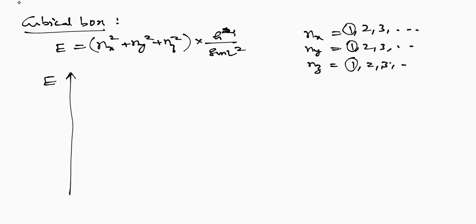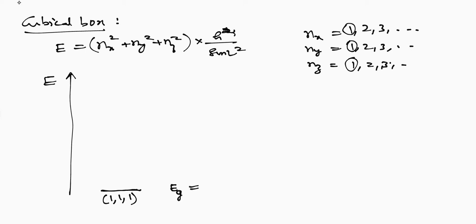If I take nx as 1, ny as 1 and nz as 1, we'll get the ground state energy. So nx is 1, ny is 1 and nz is 1, and we'll get an energy level. For this energy level, I'll call this energy the ground state energy, EG.